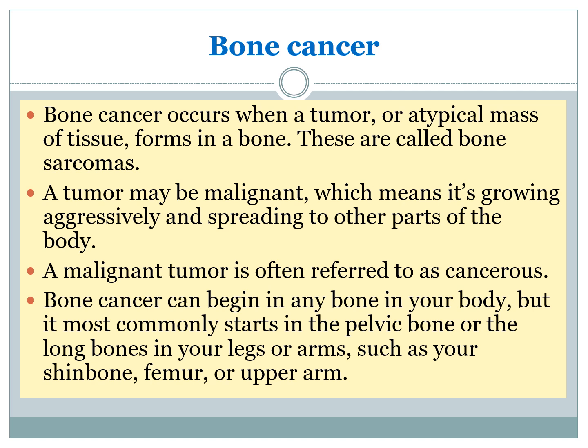Then bone cancer. Bone cancer occurs when a tumor or atypical mass of tissue forms in a bone. These are called bone sarcomas. A tumor may be malignant, which means it's growing aggressively and spreading to other parts of the body. A malignant tumor is often referred to as cancerous. Bone cancer can begin in any bone in your body, but it most commonly starts in the pelvic bone or the long bones in your legs or arms, such as your shin bone, femur, or upper arm.